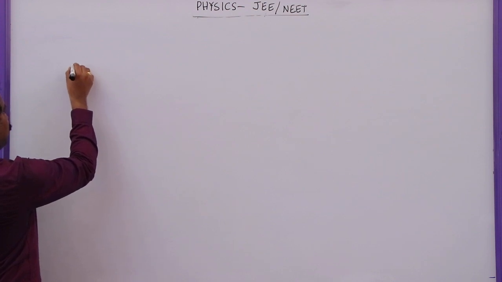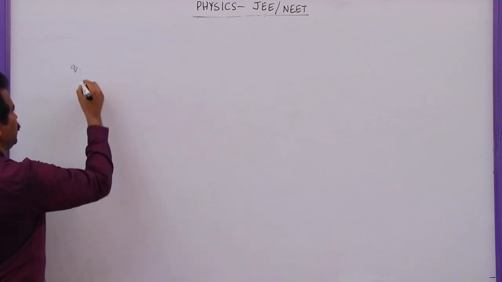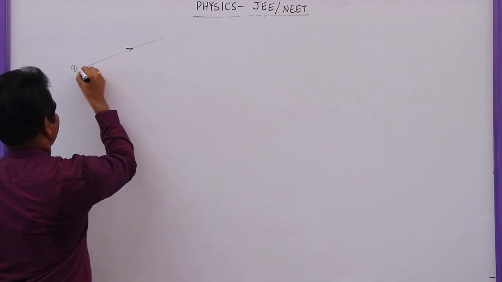Here a charge q is placed here, and these are the electric field lines.